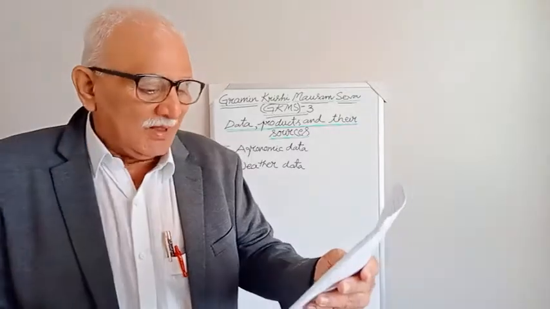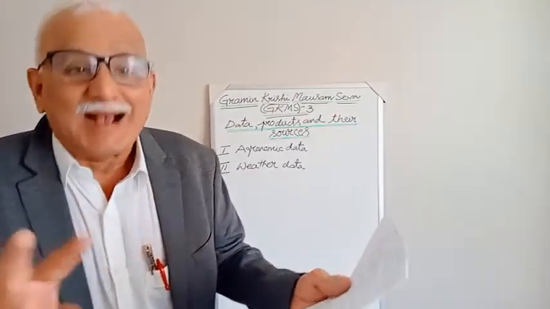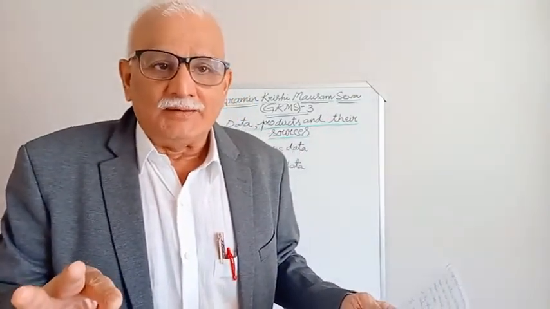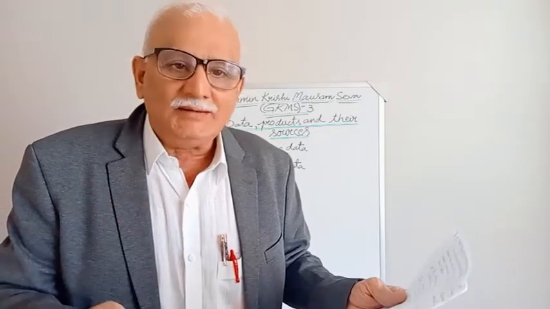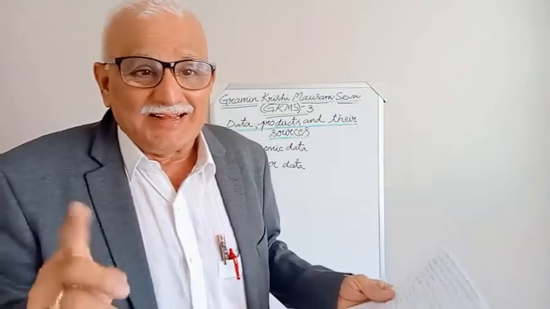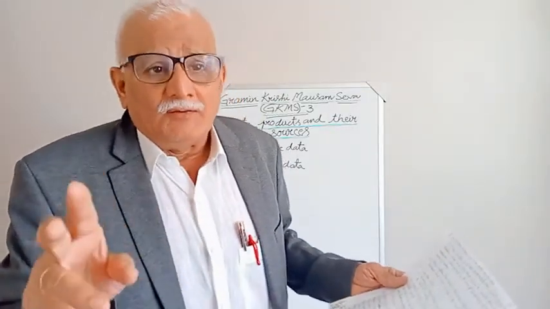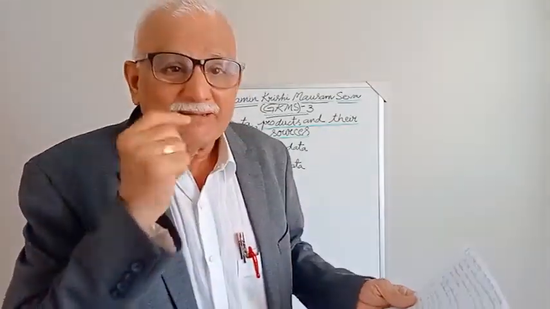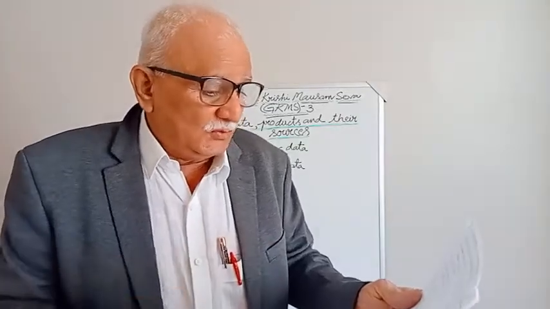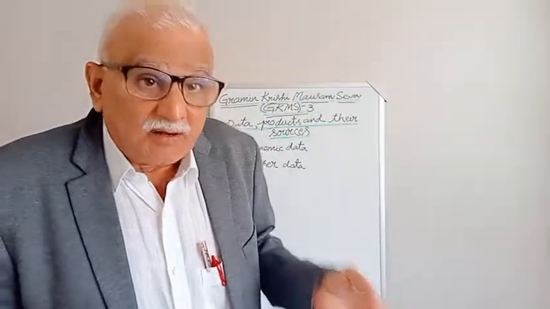The second one, as far as history is concerned, is NDVI, the normalized difference vegetation index, and SPI, the standard precipitation index. These two are also available from the India Meteorological Department. So there are some sources.